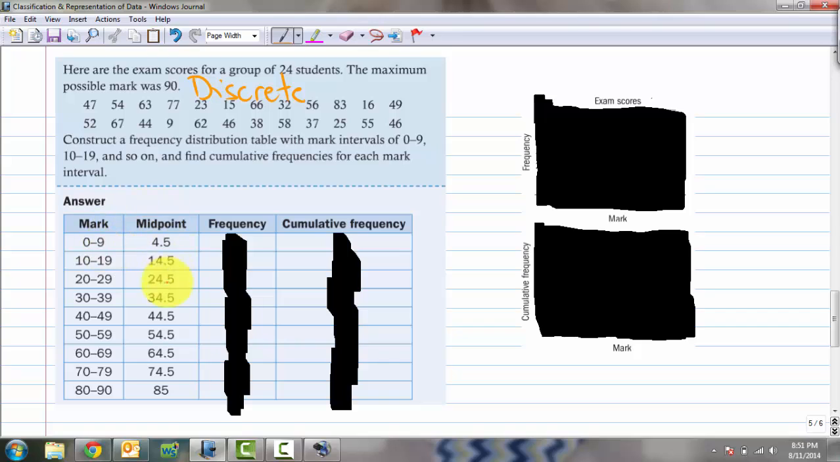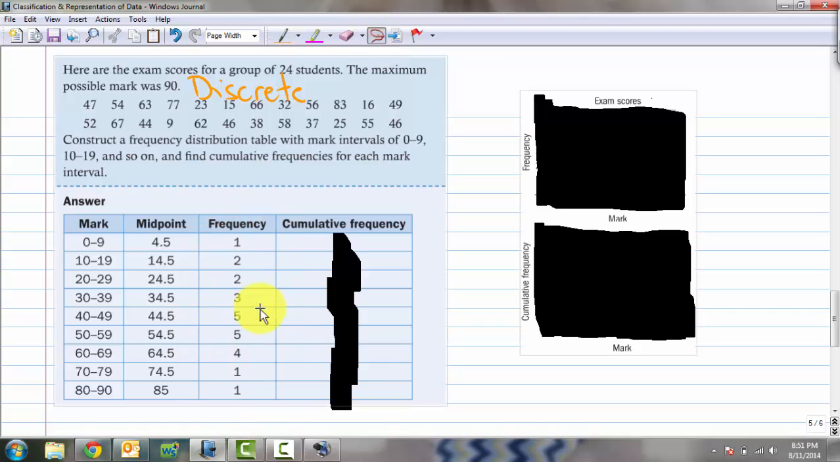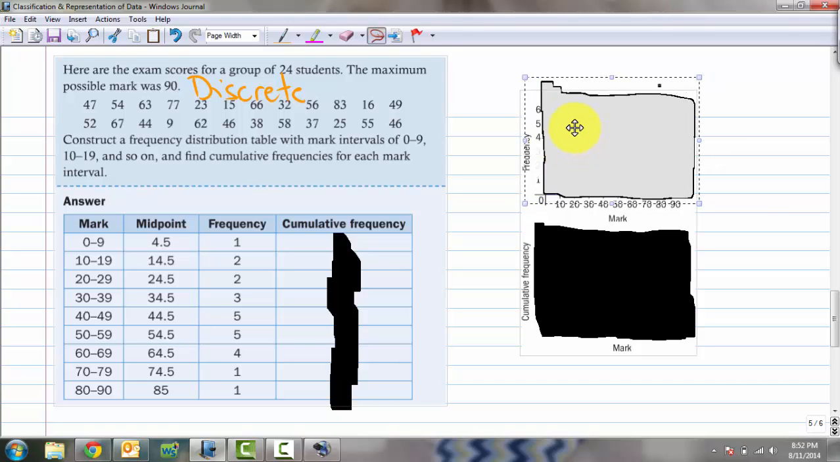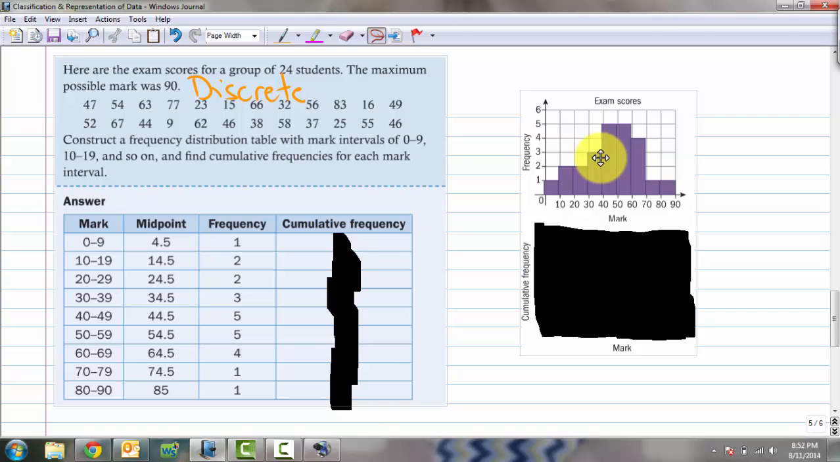And now that we have the mark in the midpoint, I want you to count the frequency. So pause the video and fill in that column. You should have those frequencies. And from that, from our marks and our frequencies, we should be able to make our histogram. So pause the video. Let's go ahead and label our x and y axes and get these bars drawn in. So we should have something that looks like this.